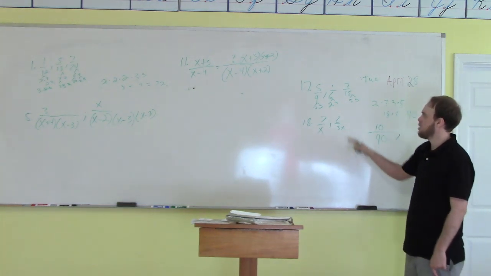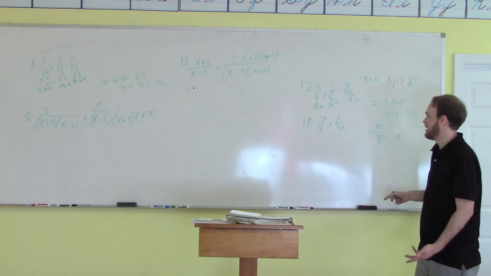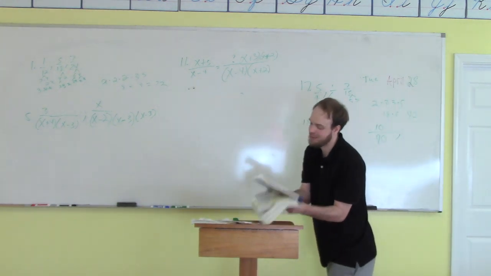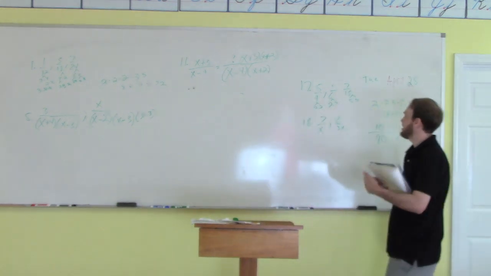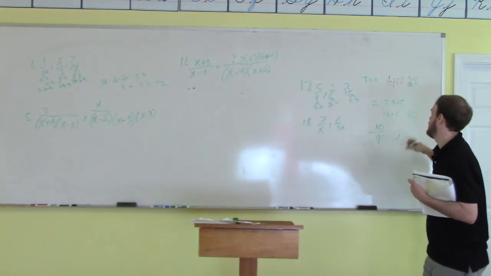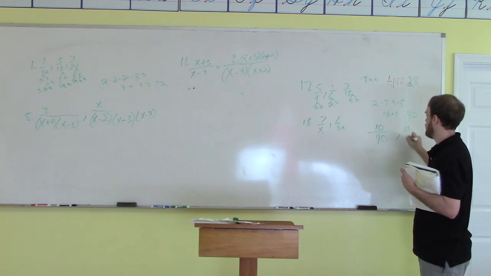Then the question is, okay, what do you do to a 6 to get to a 90? Well, to get 6 to a 90, you're going to multiply by 15. And so since you multiply 6 times 15 to get to the 90, you have to multiply the 1 times 15. And so it'd be 15 over 90 for that one.